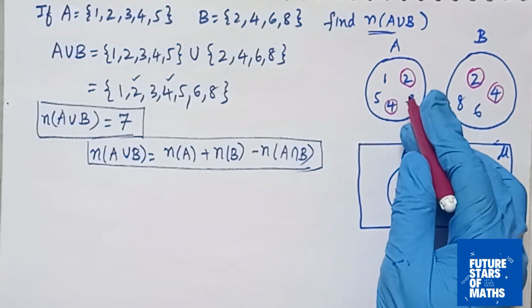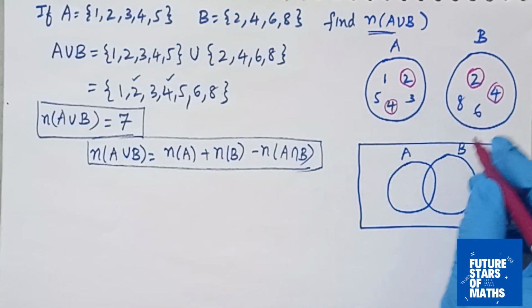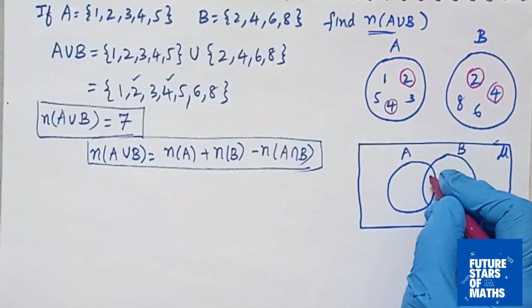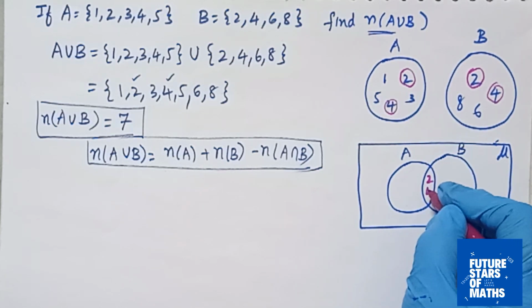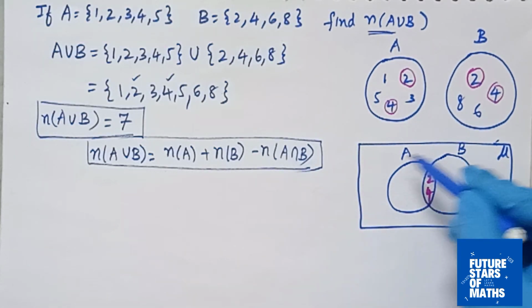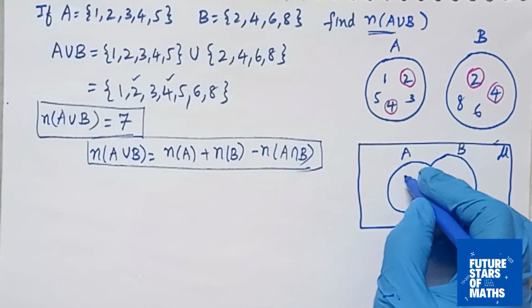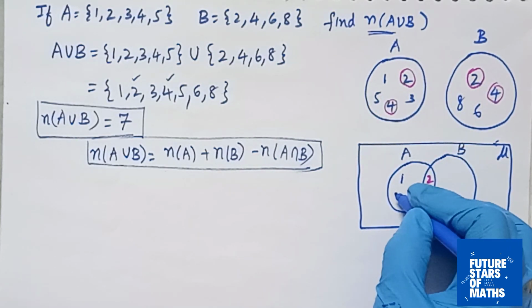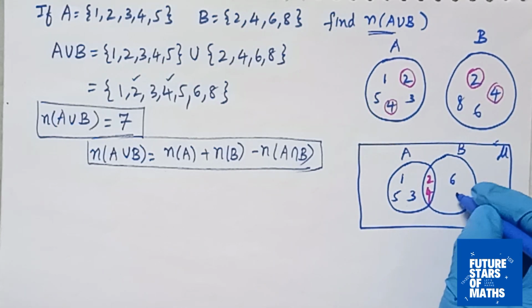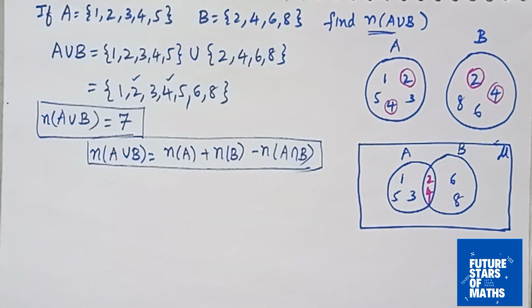So what we have to do? The elements which we got common, that we have to write here in the overlapping place. Okay, 2 and 4. Now in A, what we will write in the remaining part? The elements which are left out. Okay, 1, 3 and 5. And in B, the remaining elements, 6 and 8. This is the procedure to draw.